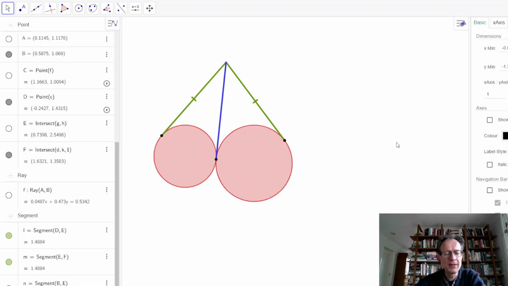And to prove that, I have received several proofs, and more or less it always boils down to a proof by ad absurdum. So you suppose something and you come to a contradiction. So I will take a slightly different approach. I will also use this technique, but what I will do is use the power of a point theorem. And first of all, I will assume that this is not a tangent.